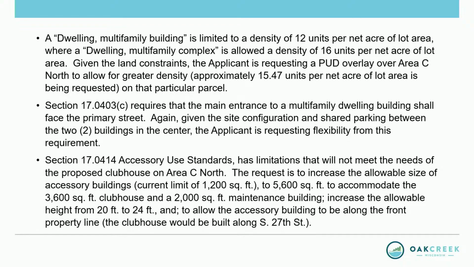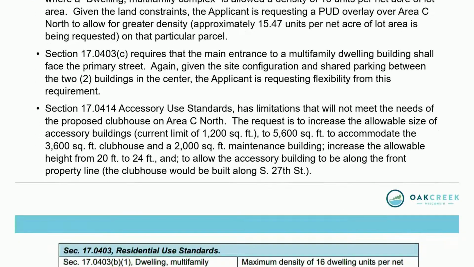They're also requesting a variation on the site configuration. The code requires that the main entrance to a multifamily dwelling building shall face the primary street. Again, just given the layout of this building, you're going to have 2 multifamily buildings facing each other, so they're requesting flexibility from that requirement. And then they're also requesting additional area for accessory buildings because they'll have a clubhouse and a maintenance building. So they're asking that the limitation be increased from 1,200 square feet to 5,600 square feet.